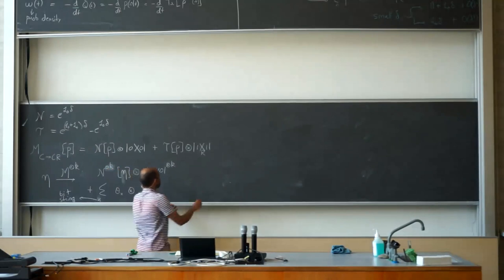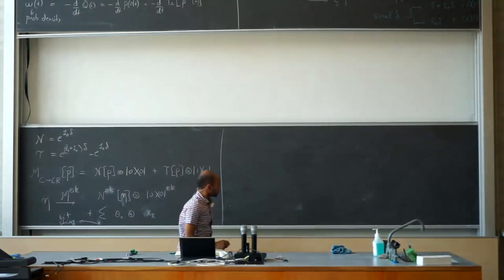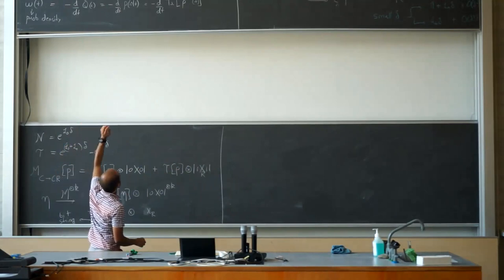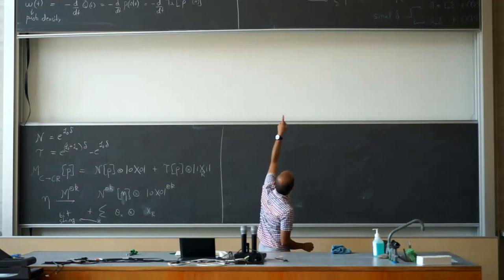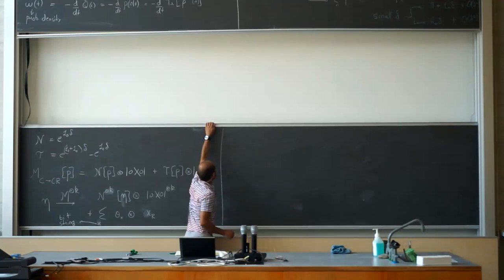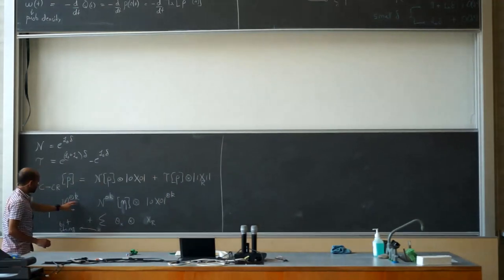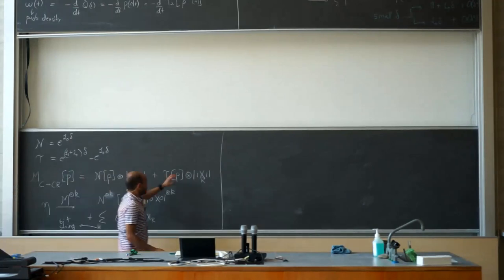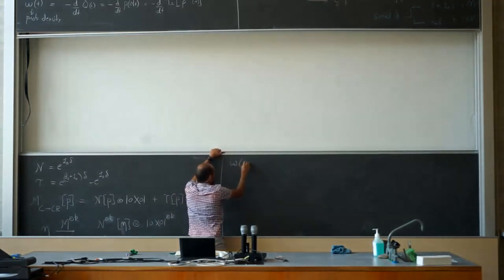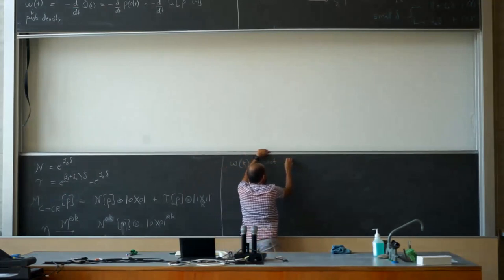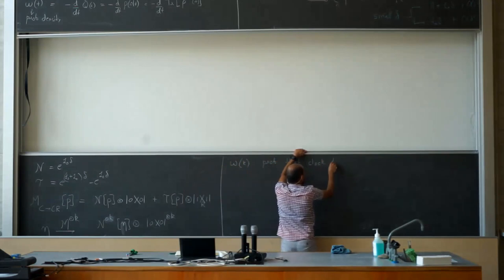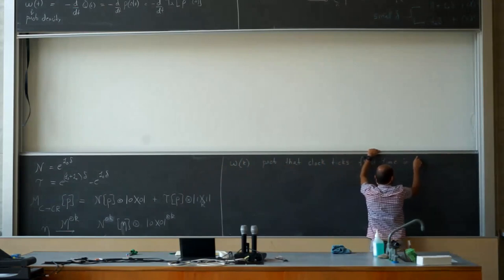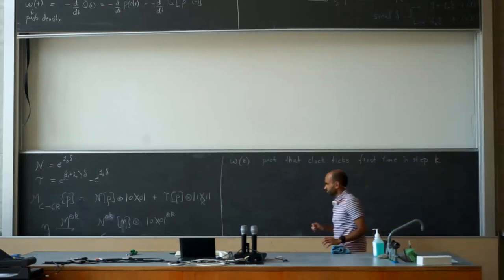Nice. Okay, so now using this form, I want to do the following. So the first time I introduced the waiting time distribution, I defined it as the negative derivative of the cumulative probability, but this is in the continuous picture. Now I want to do it in the discrete picture. So imagine that I've applied this k minus one times, and then I apply it k times. And this is going to give me omega of k, which is the probability that the clock ticks for the first time in step k.